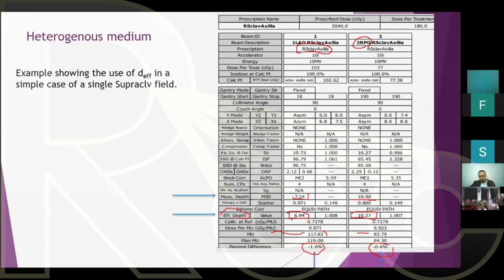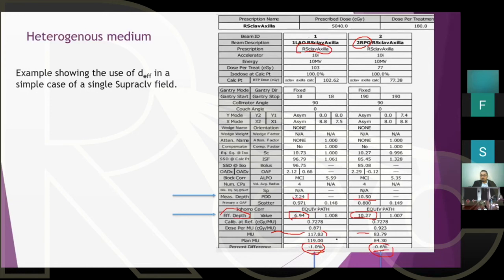But as I said, the effective depth of measurement doesn't tell you where the heterogeneity is with respect to the calculation point. The closer the calculation point is to the heterogeneity, the more it is affected by the scatter condition of this heterogeneity. And if the calculation point is far away from the heterogeneity, it doesn't really matter. But you don't know this. So even with this very simple supraclavicular example, I'm getting 1% difference. Okay?